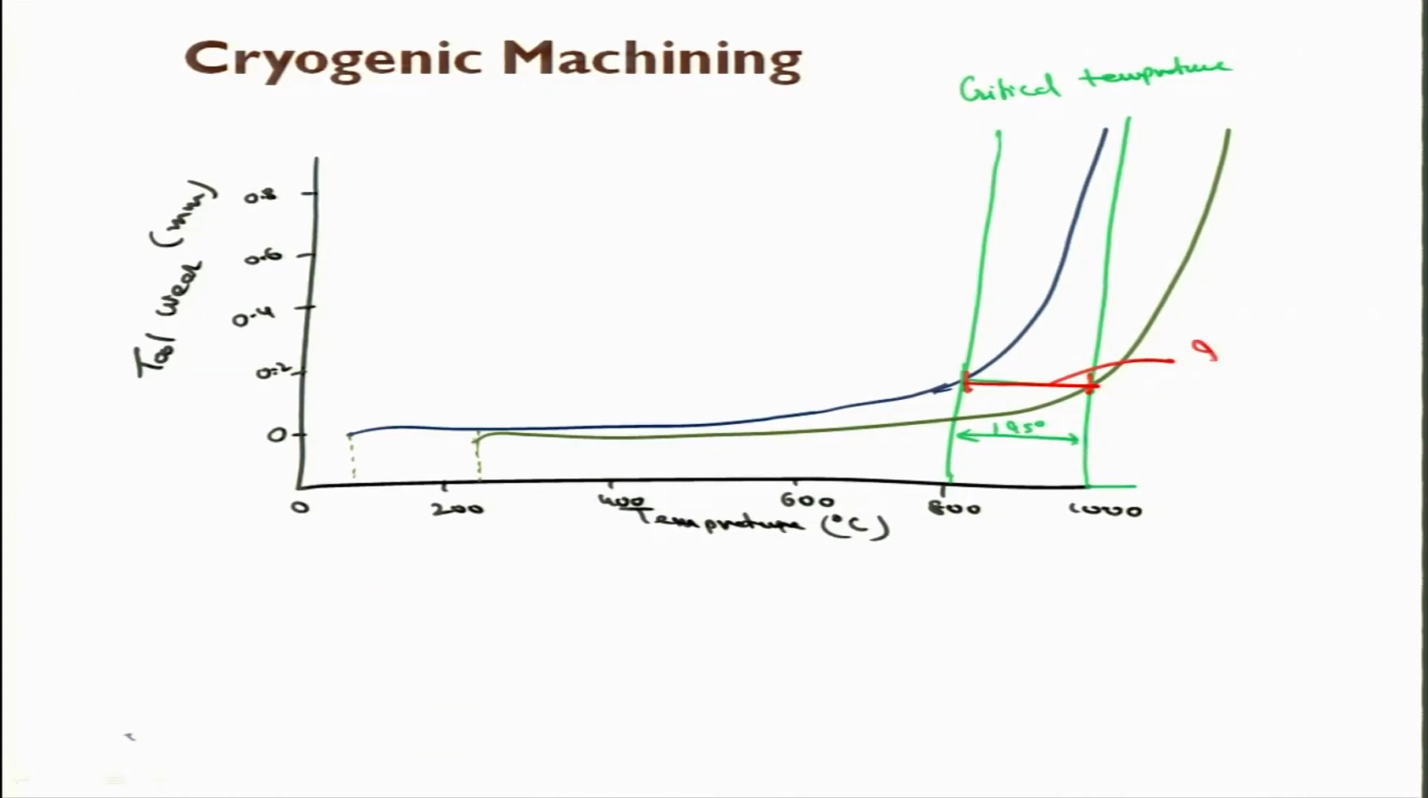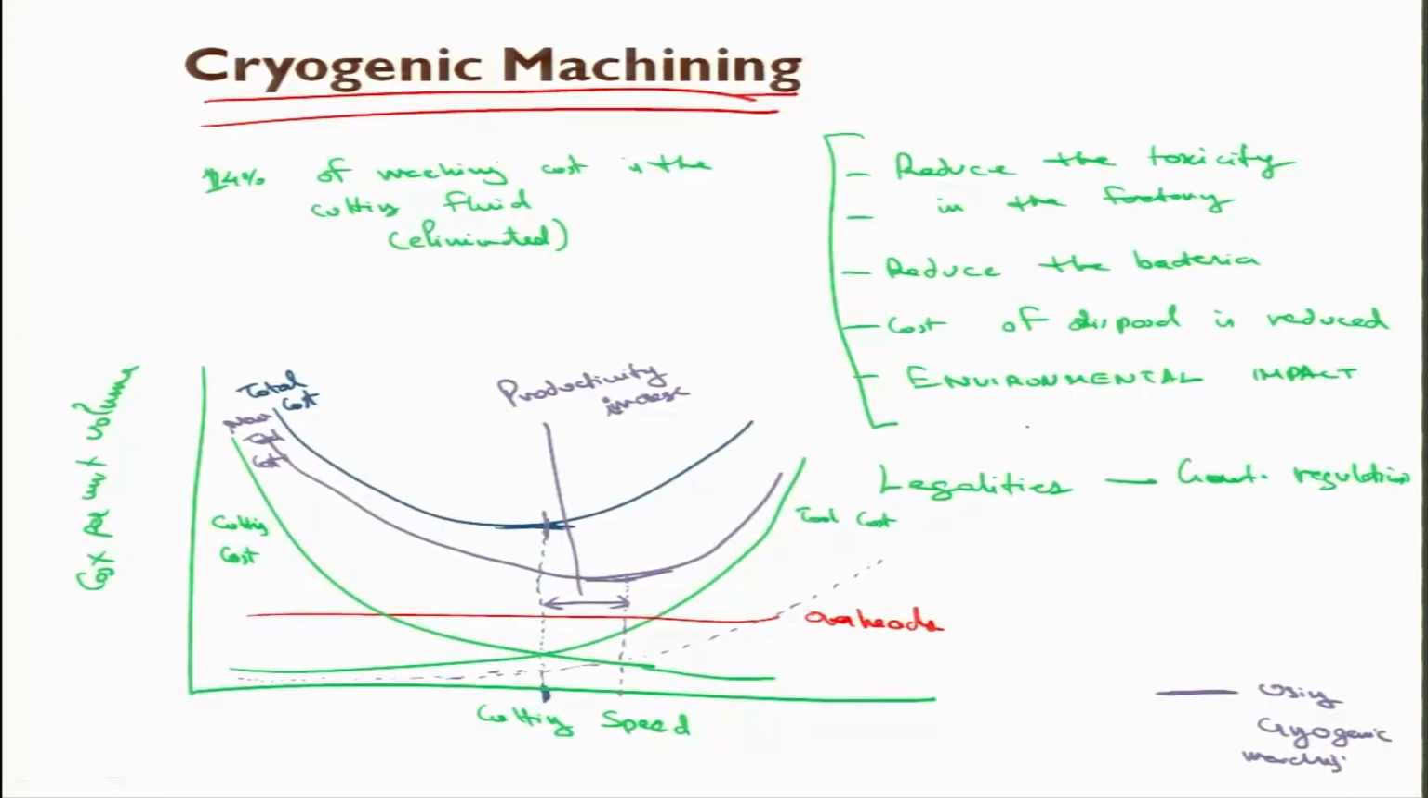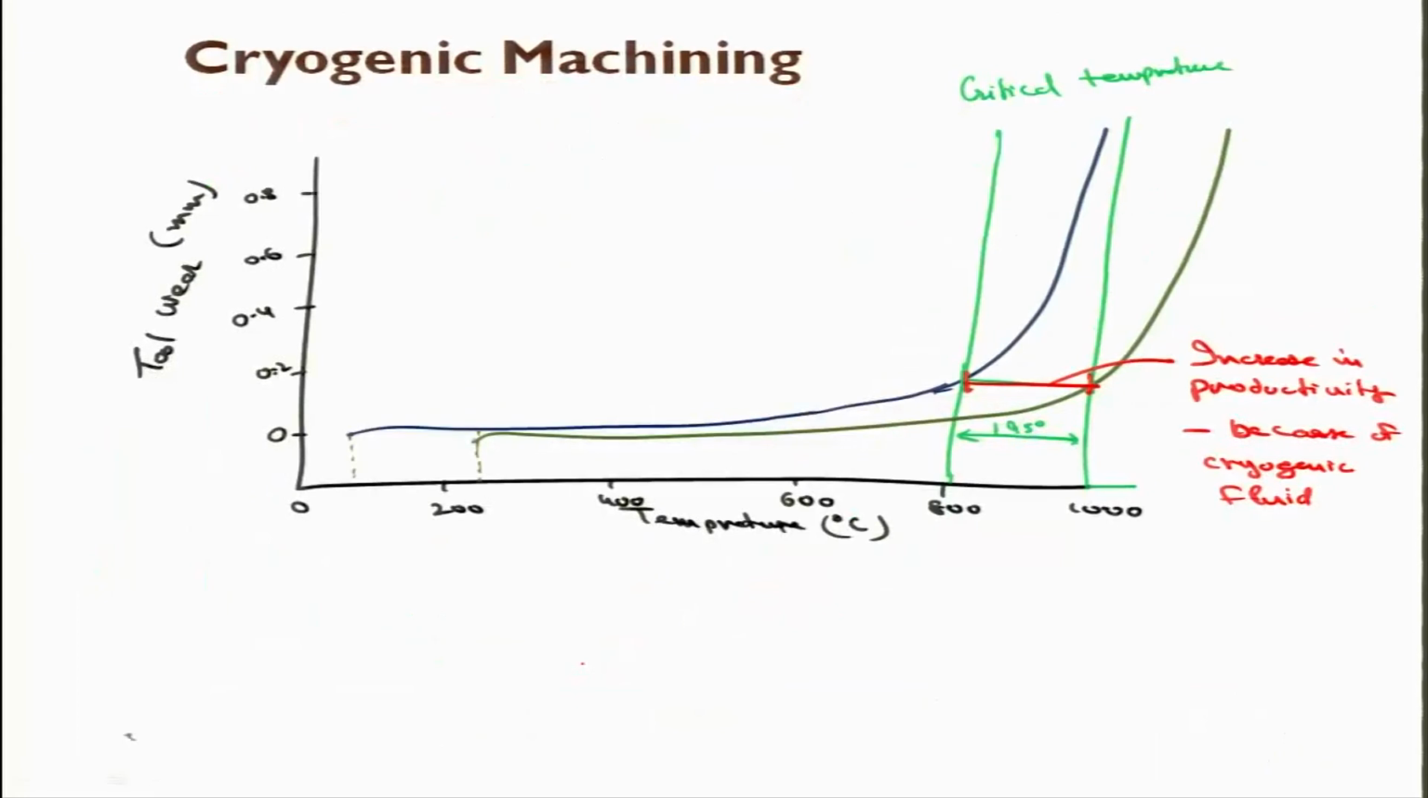So, this is the increase in productivity, which is because of the cryogenic fluid. This makes our tool cost even lower. So, that is why overall productivity increases there, and overall tool cost is also decreased.